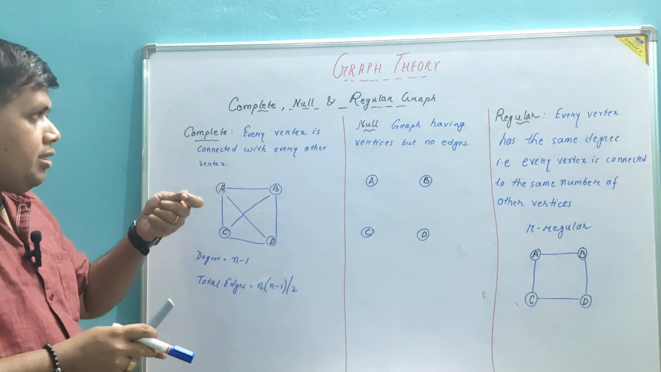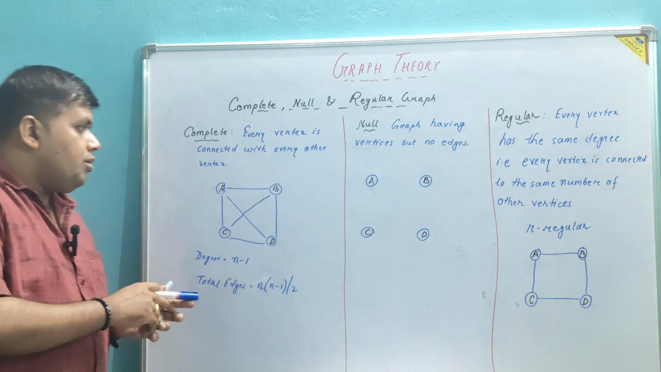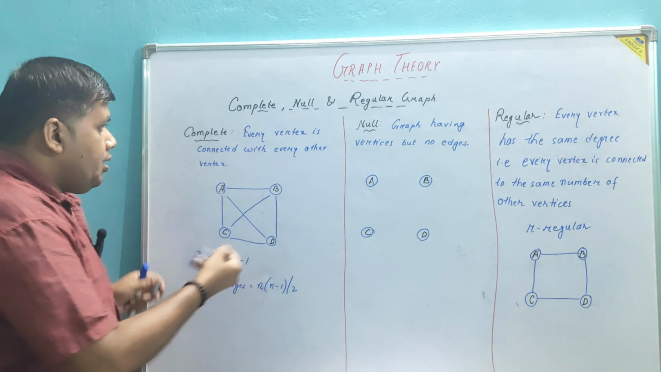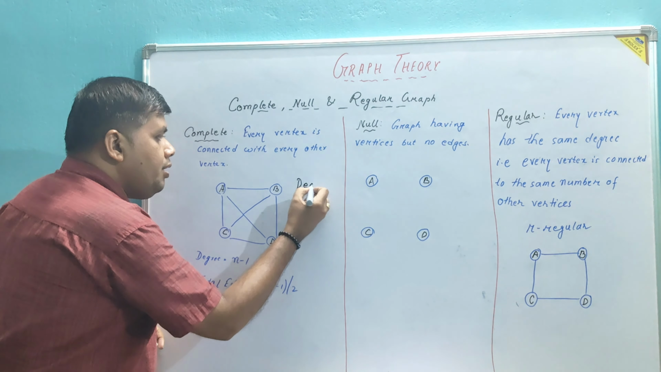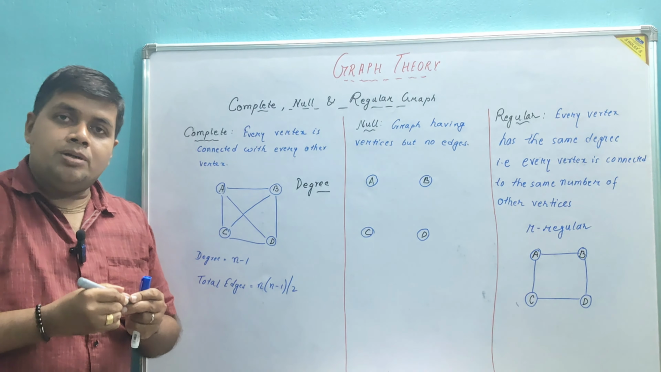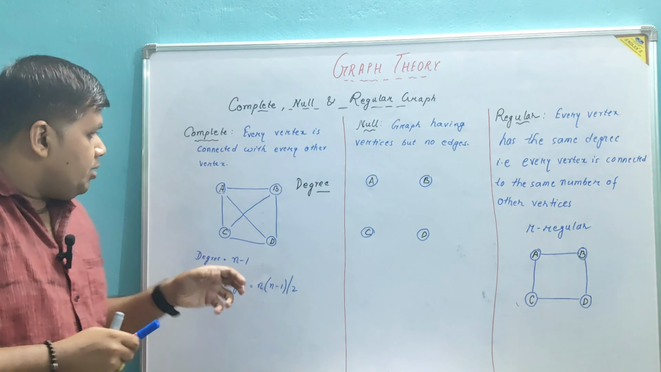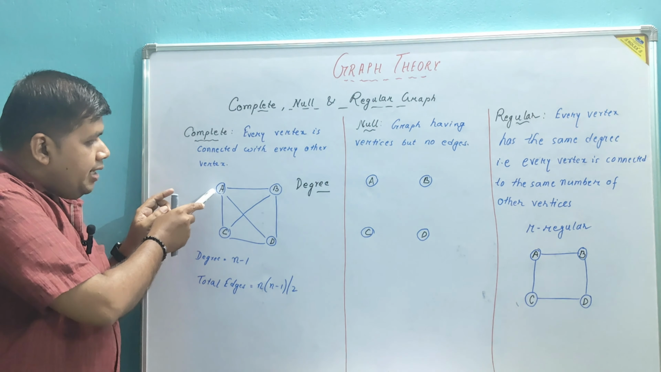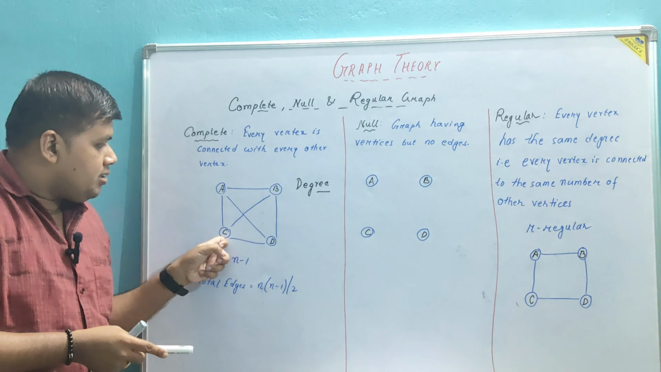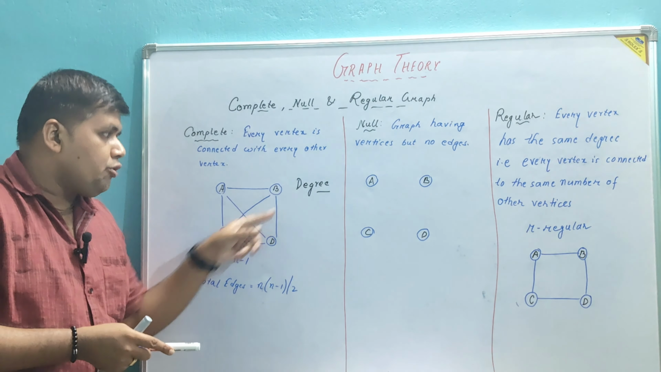Here we are introducing another term, degree. Degree of a vertex. So the term degree here refers to the total number of vertices it is connected with. For example, here the vertex A is connected with three other vertices. One is B, one is C and D. So we can say the degree of A is 3.